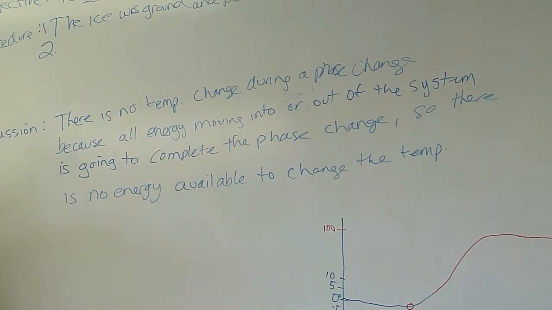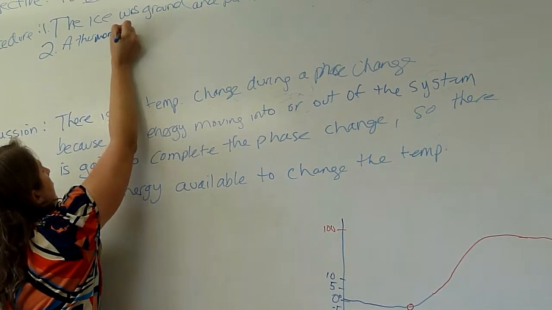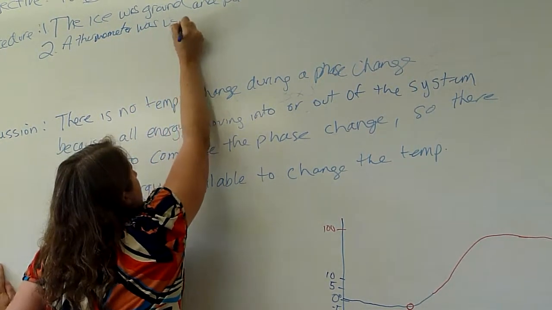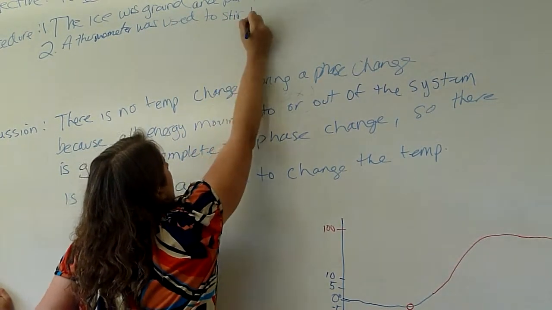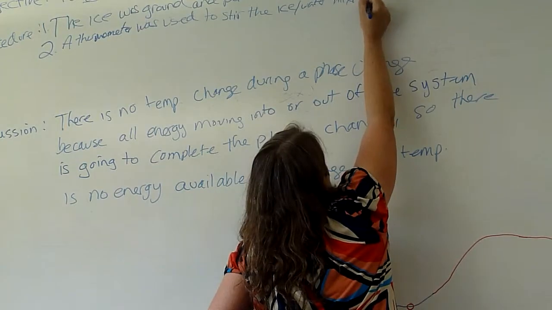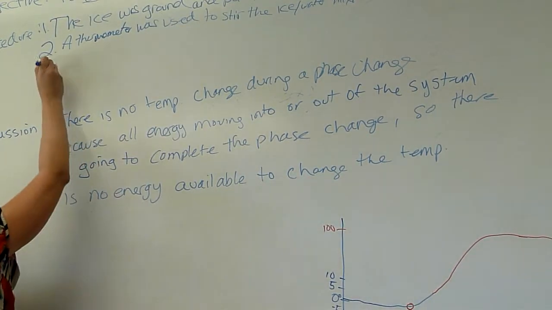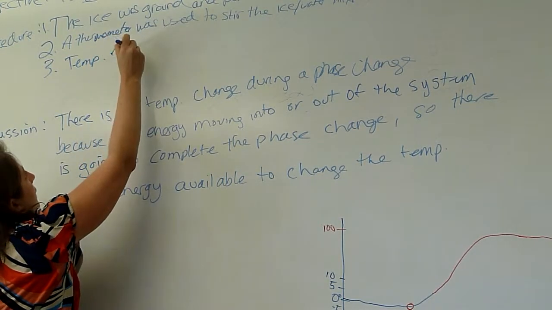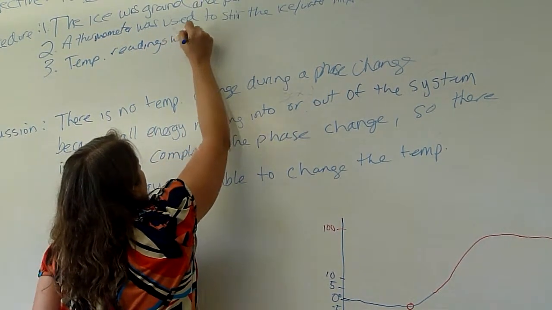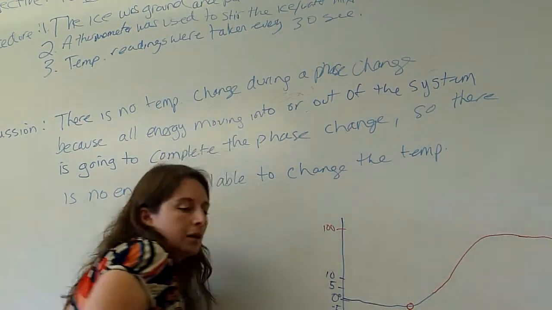Then what? We would stir with the thermometer. Okay, did we do anything between that? Probably not. So, a thermometer was used to stir the ice-water mixture. And then what? Temperature readings are taken every 30 seconds. Readings, and no abbreviating for you guys. Were taken every 30 seconds.